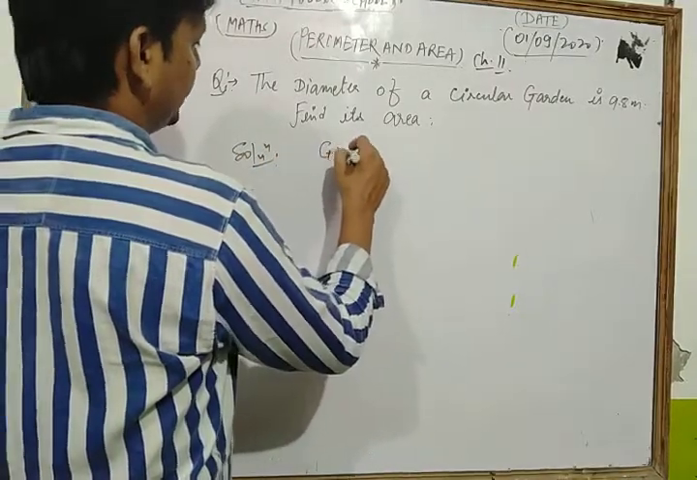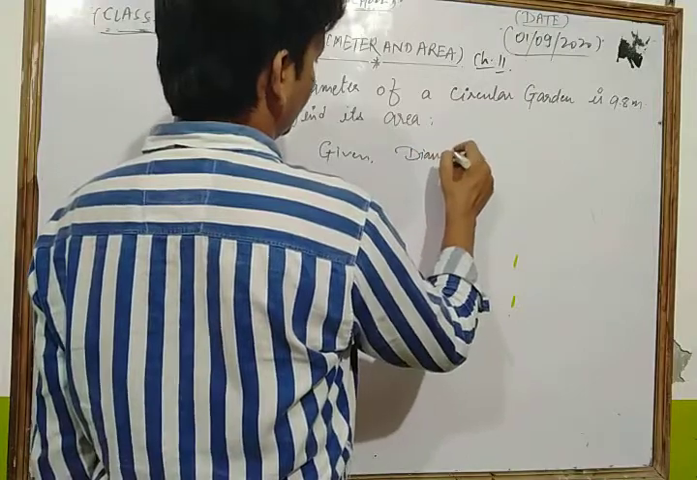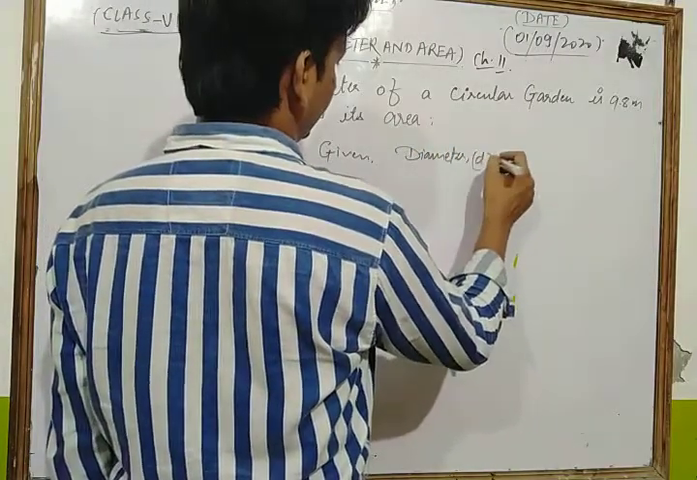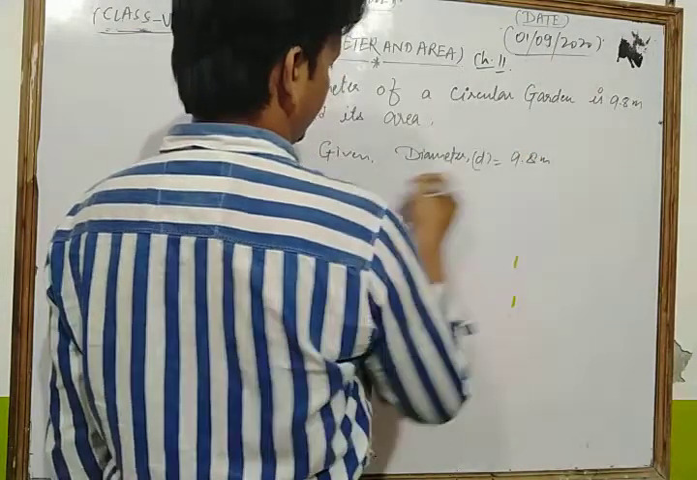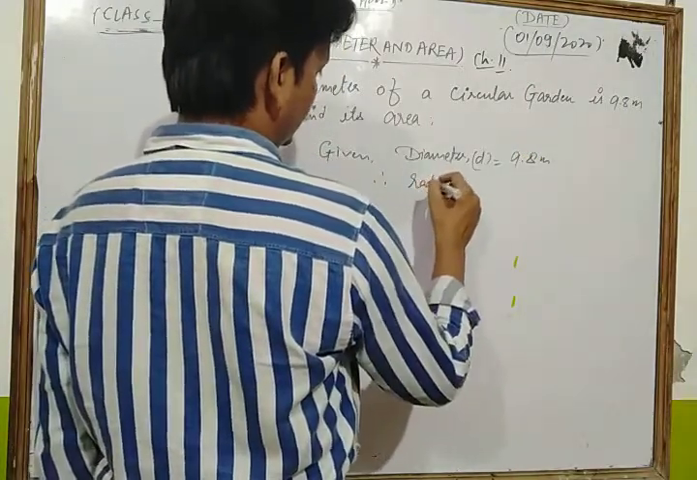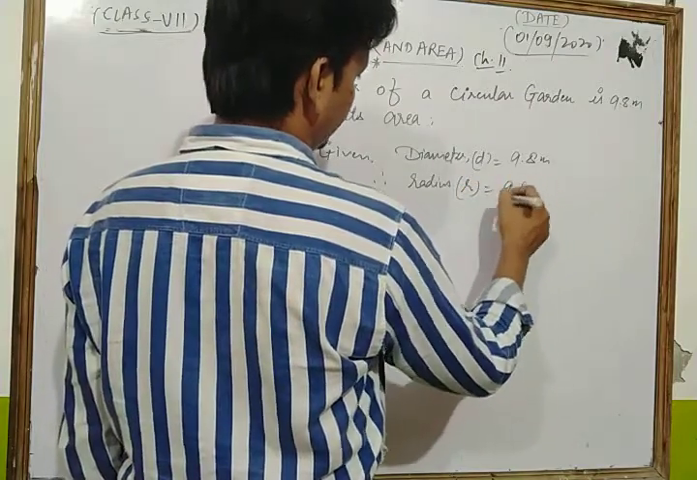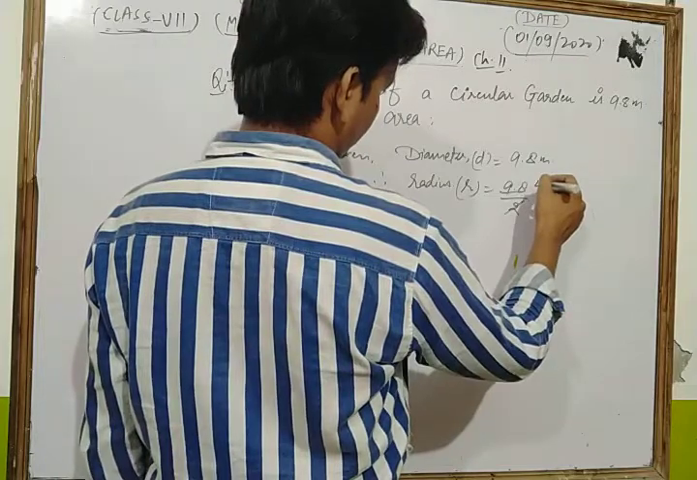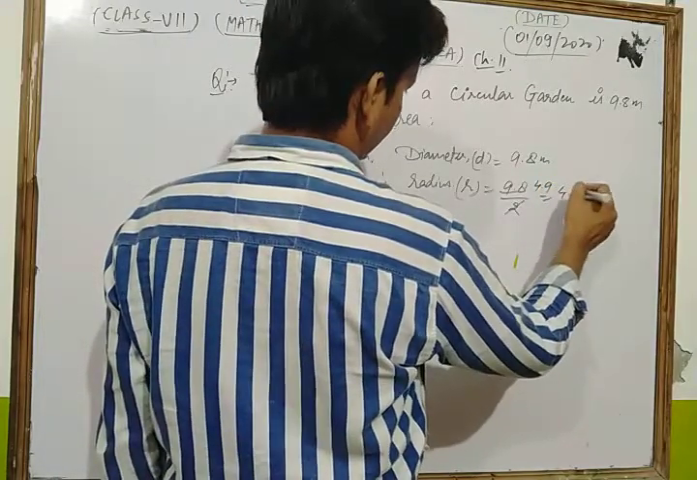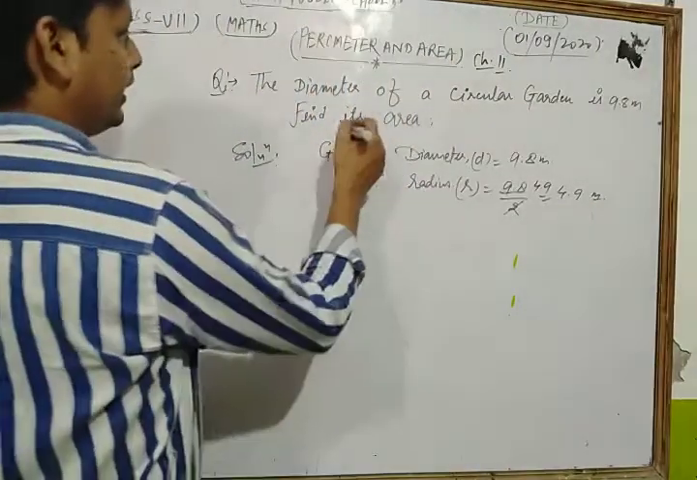First of all you write given. What is given? Diameter D is equal to 9.8 meters. Since the radius R will be what? 9.8 by 2, that is 4.9. So the radius of this circular garden is 4.9 meters. Okay. Now we find its area.